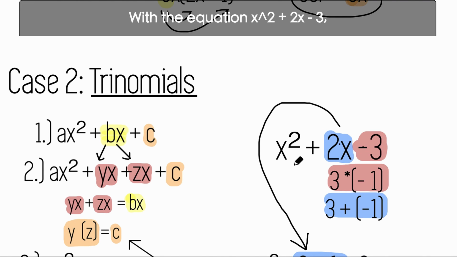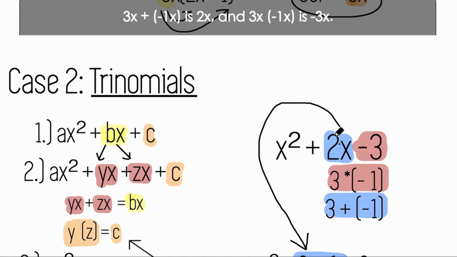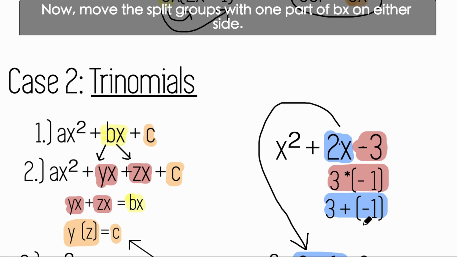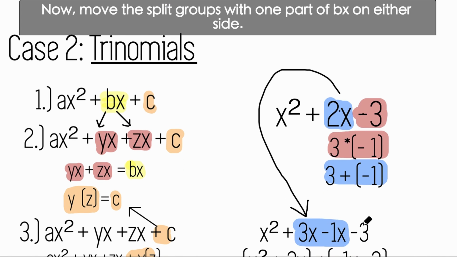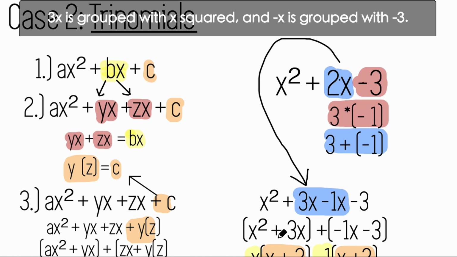With the equation x squared plus 2x minus 3, 2x is split into 3x and negative 1x. 3x plus negative 1x is 2x, and 3x multiplied by negative 1x is negative 3x. Now, move the split groups with one part of bx on either side. 3x is grouped with x squared, and negative x is grouped with negative 3.